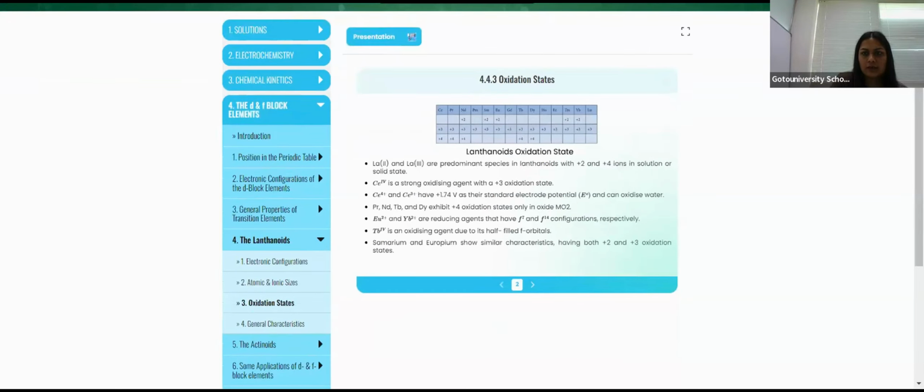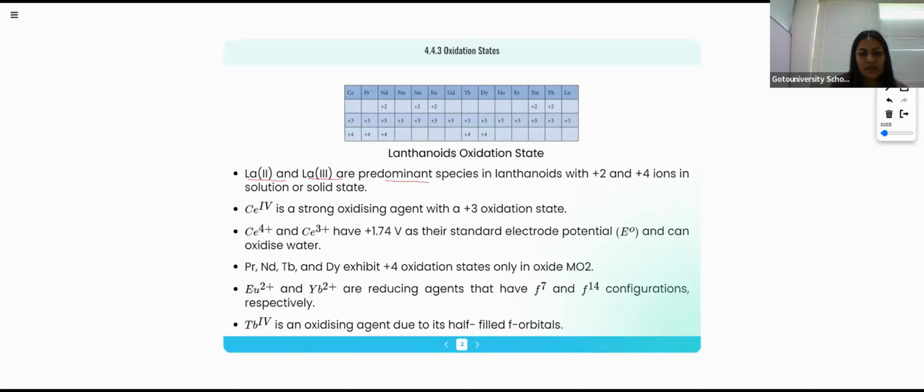Now, if we talk about the oxidation state of lanthanoids, plus 2 and plus 3 are the predominant species, with plus 2 and plus 4 ions also in solid or solution. Basically, if we look at this table, we see that the lanthanides show the plus 3 oxidation state. Okay, so they can exist between plus 2 to plus 4 oxidation state based on some good oxidizing or some good reducing agents that are present. Okay, there are some exceptions that we will study also, but commonly they exist in plus 3 oxidation state, right?